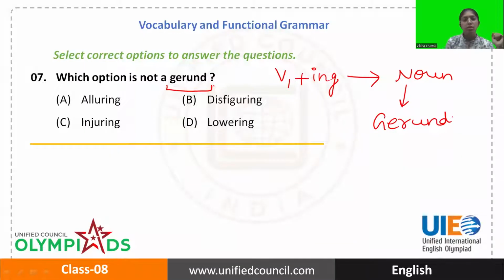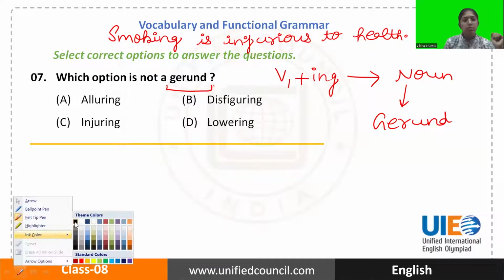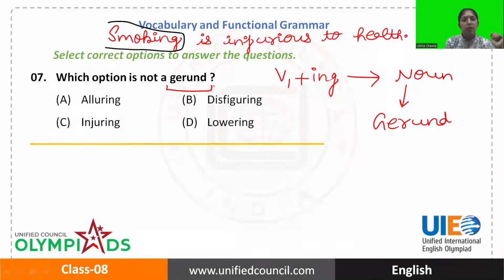For instance, smoking is injurious to health. Here the word smoking is not acting as a verb. Here it's acting as a noun, as a subject of a sentence. So that's a gerund. So among the given options, which one is not a gerund? That is alluring.